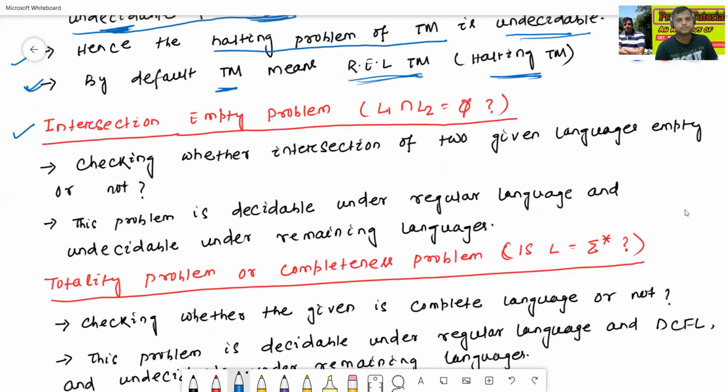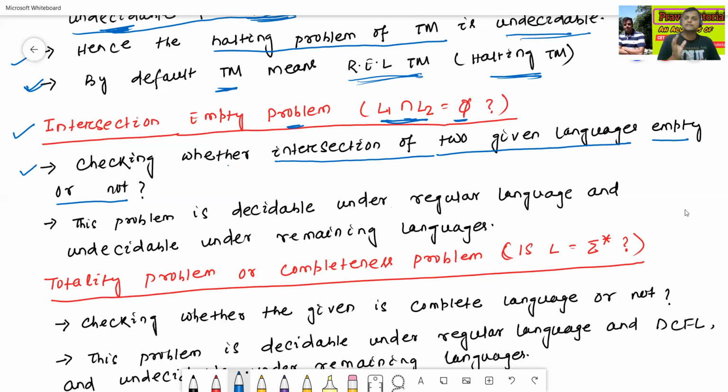The second problem is the intersection empty problem. What is the meaning of intersection empty problem? We can also write it like this: L1 intersection L2 equals empty, or phi, or not? L1 intersection L2 equals phi or not. So the intersection empty problem means checking whether the intersection of two given languages is empty or not. This is called the intersection empty problem.